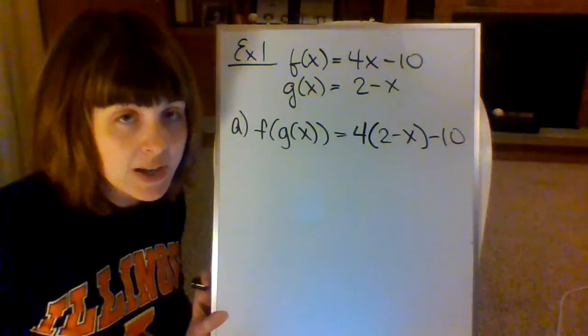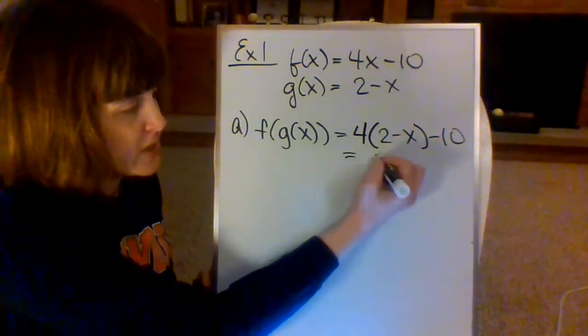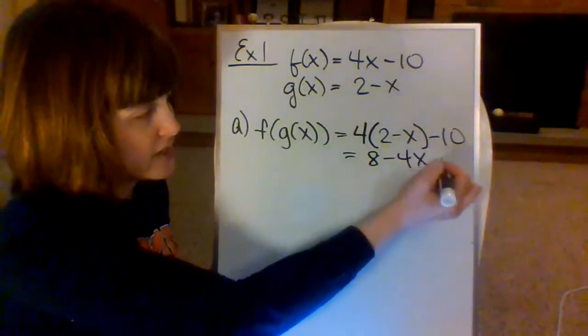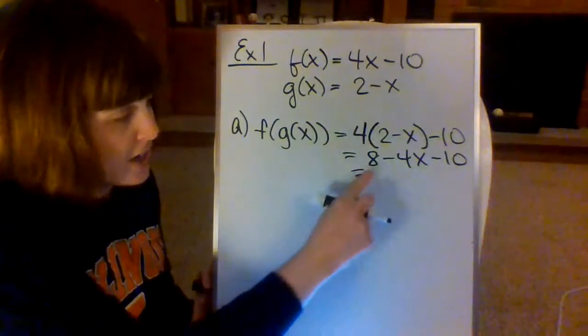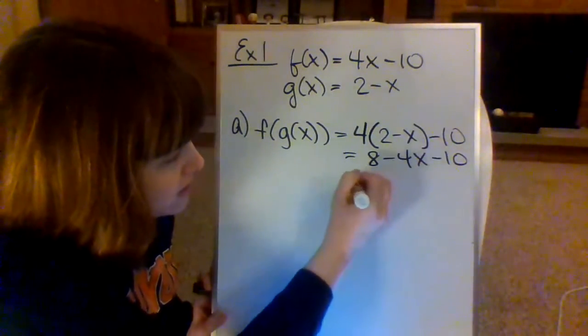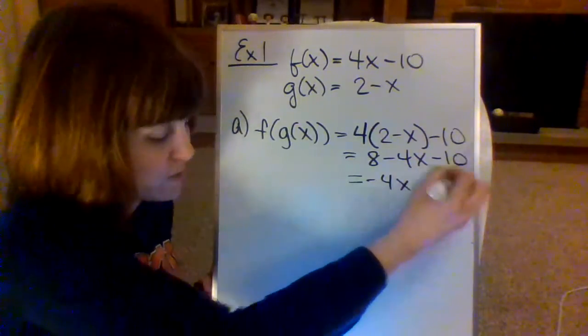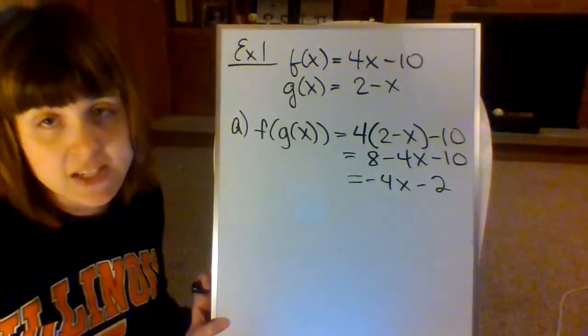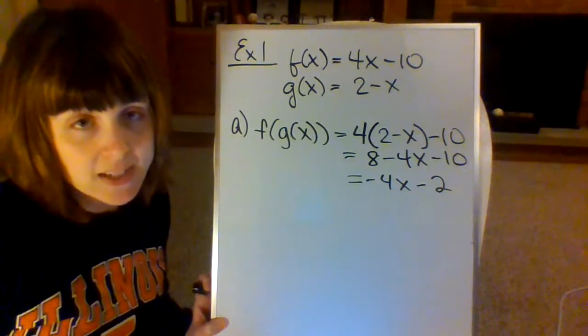Okay, so now we're just going to have to simplify that. So we're going to distribute the 4. So it's going to say 8 minus 4x minus 10. And so then we're going to have negative 4x, and 8 minus 10 is negative 2. So that's negative 4x minus 2. And that's it. We did it.